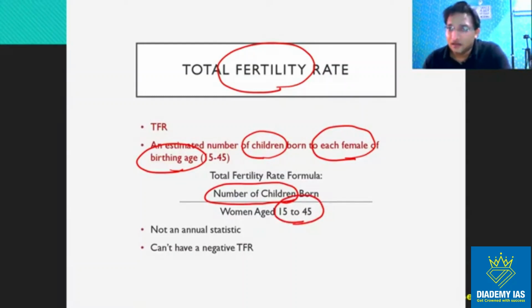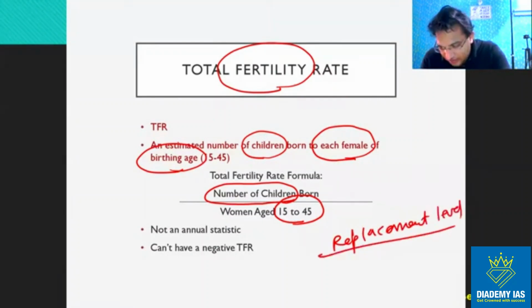How much is the target of total fertility rate, or how much is the replacement rate? What is the replacement rate? Anyone have any idea? Anyone can give? How much is the replacement level of TFR? Can anyone tell? What does replacement mean? First of all, replacement means how many children should be born to a woman which can replace the woman and her husband.